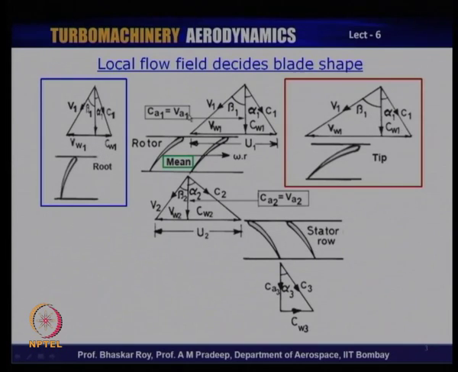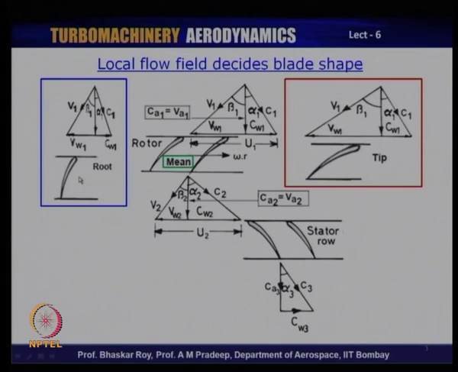For example, near the root the velocity that you are encountering is low, so you may like to use aerofoils that are good for comparatively low velocity fields, whereas at the mean you are encountering median velocity, so you may like to use another kind of aerofoil which is good for that kind of velocity field, whereas at the tip you are encountering very high velocity and you may like to use thin aerofoils which are good for high velocity fields. So, you may go from low velocity, which could be low subsonic or a median subsonic, to a high subsonic to transonic or even supersonic flow at the tip.